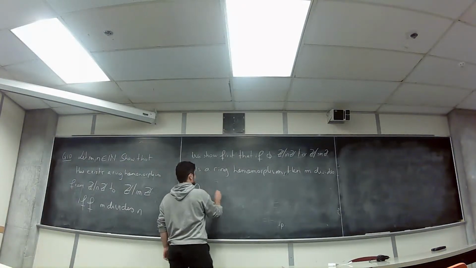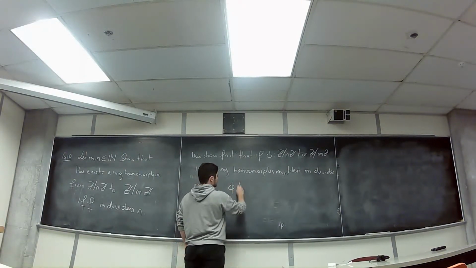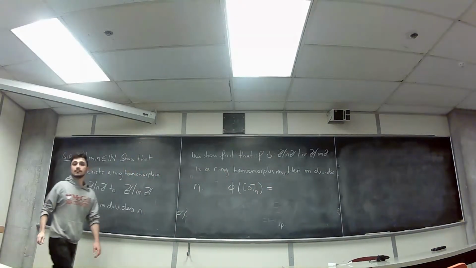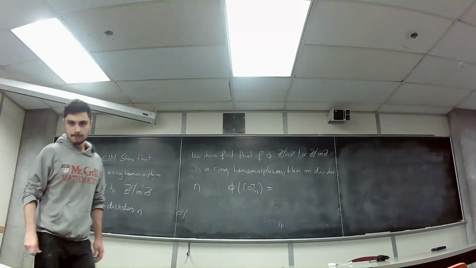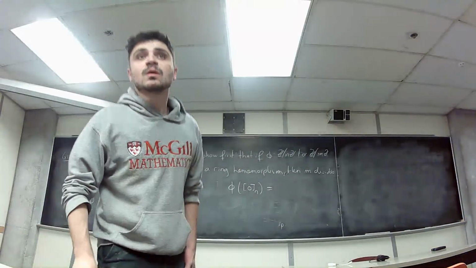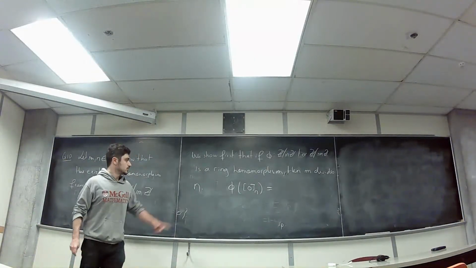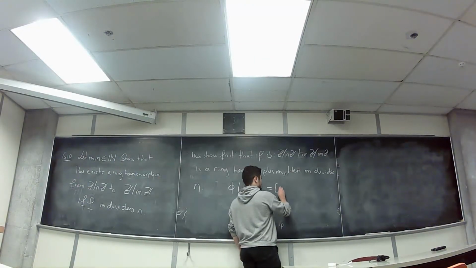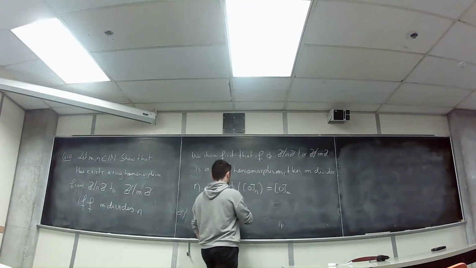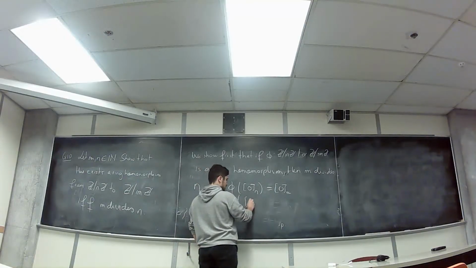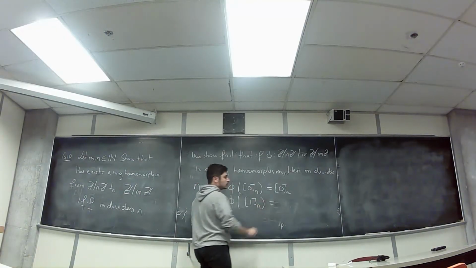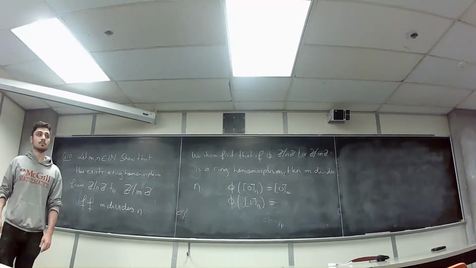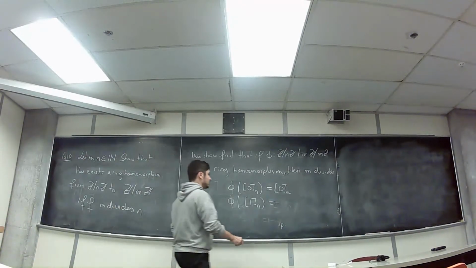Suppose, so what is phi of 0 mod m? What is that equal to? Phi of 0 should be mapped to 0 mod n. Very good. What is phi of 1? It's a ring homomorphism, so what's phi of 1? Very good, 1 mod n.